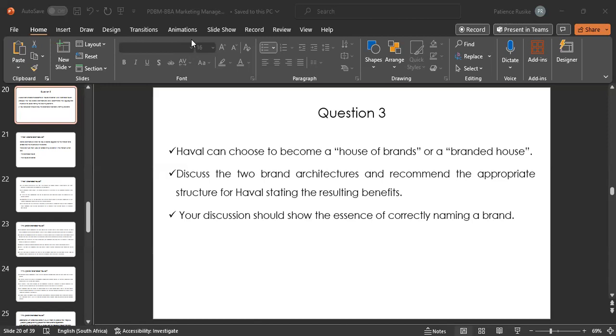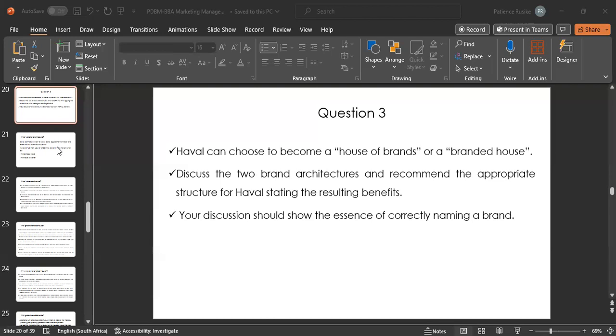So basically what we are doing here, firstly, we just have to discuss what is a house of brands and what is a branded house. And then once we discuss that, we recommend the appropriate branding architecture for Haval, right? So we must justify why we are saying this is the appropriate brand. That's why we are saying the discussion should show the essence. In other words, it should show the significance or the importance of saying why we are saying this is the correct brand for Haval.